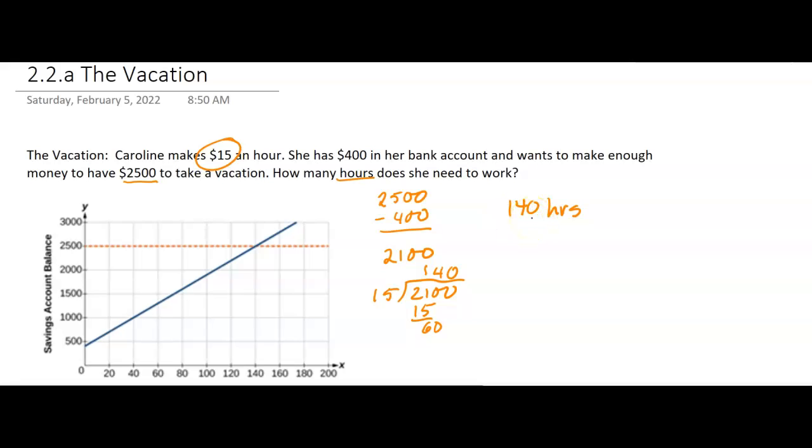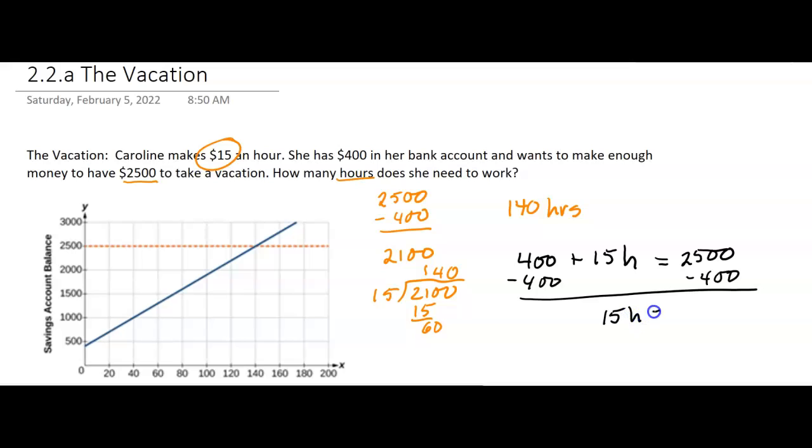Okay, now, in algebra, what we want to do is be able to write an equation. So we want to say that $400 plus 15 times H, how many hours she's going to work, is going to equal 2,500. And then you can see, all right, you would subtract the 400, which is what we did, right? And then you would divide by 15, and that's how you'd get the 140.